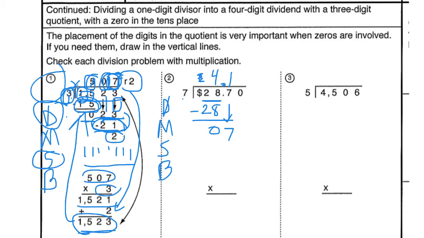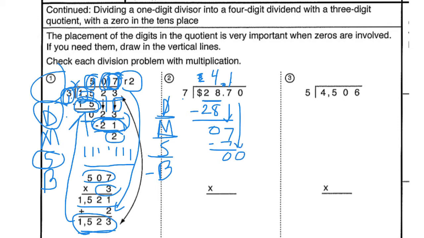And then we're going to multiply next, because we just divided. 7 divided by 7 is 1. Now we're going to multiply. 1 times 7 is 7. Then we're going to subtract. 7 minus 7 is 0. Then we're going to bring down. We're bringing the 0 down.